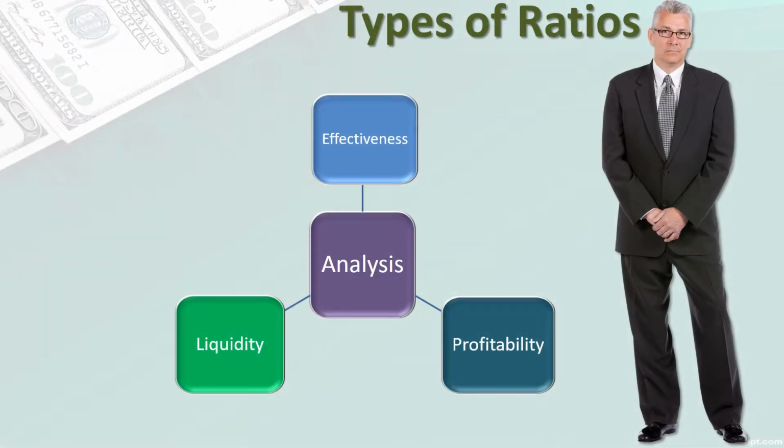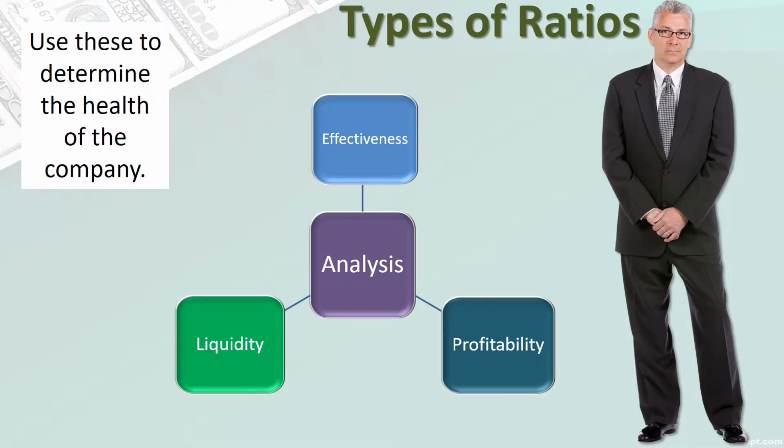So rather than digging through the details of the company balance sheet or income statement, you can use these ratios of values found in these reports to determine the health of the company's performance. There's three general types of accounting ratios.